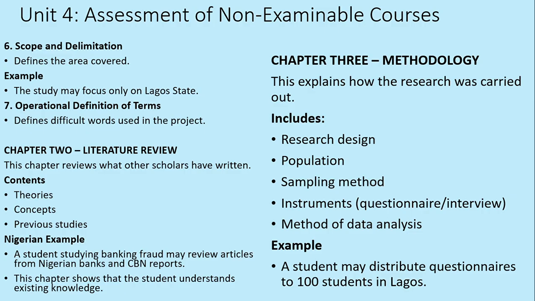So number 6, which is the scope and delimitation. This one defines the area covered. The scope and delimitation actually defines the area you are going to cover. Maybe you are going to cover the government area, student areas, teachers' areas, business owners' areas, market people's areas. The kind of area you want to cover should be stated under this scope and delimitation. An example is: the study may focus only on Lagos State.